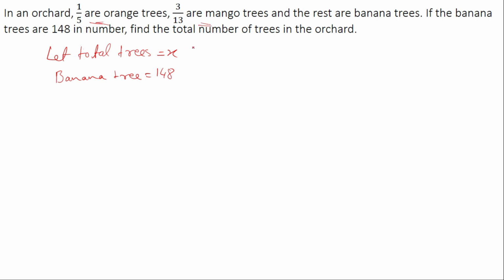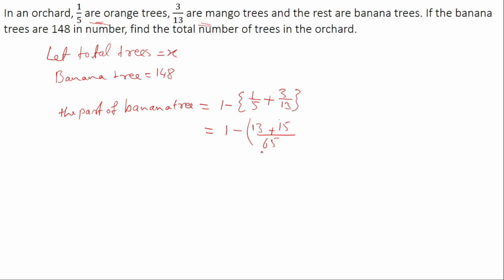So we will write one equation. The part of banana trees is equal to 1 minus 1 by 5 plus 3 by 13, or it will be 1 minus 13 plus 15 by 65, or 1 minus 28 by 65, or it will be 37 by 65.